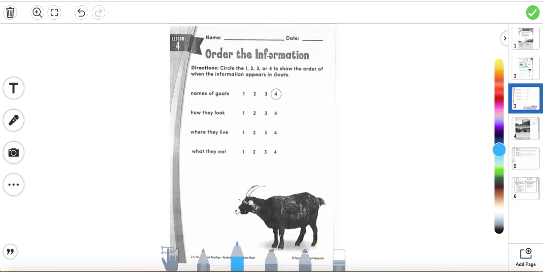We're going to order the information. Directions. Circle the 1, 2, 3, or 4 to show the order of when the information appears in goats. So the first part says names of goats, how they look, where they live, and what they eat. So we need to go back to the story to see which happens first, second, third, and fourth. So the first one says names of goats. Let's go back to the story to see.